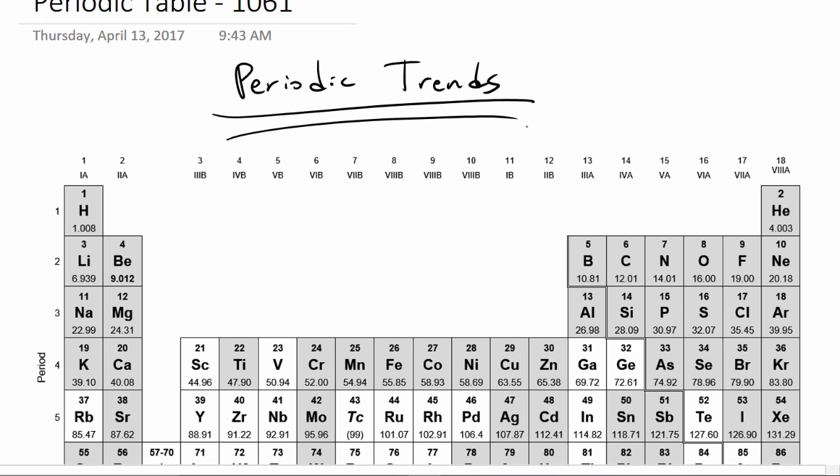And when we talk about periodic trends, when scientists use the term period, we talk about something that occurs in regular intervals. So we might talk about the period of the moon orbiting the Earth. We might talk about the period of a pendulum, which is the amount of time it takes for it to swing out and back.